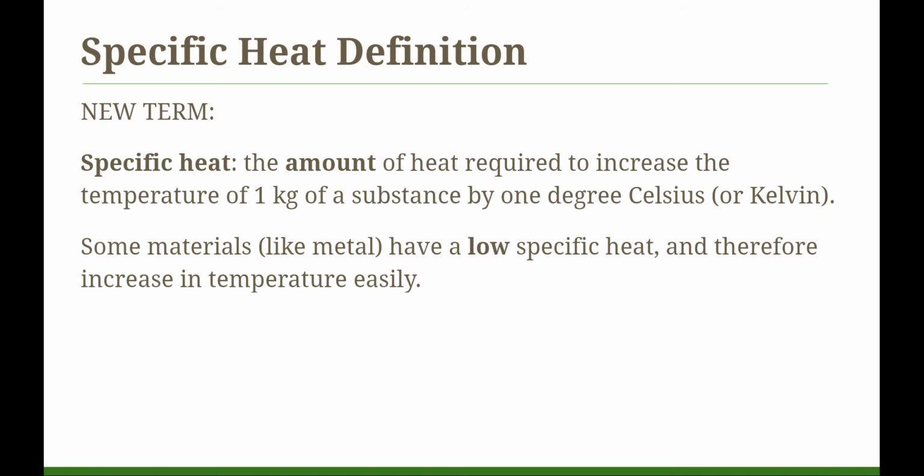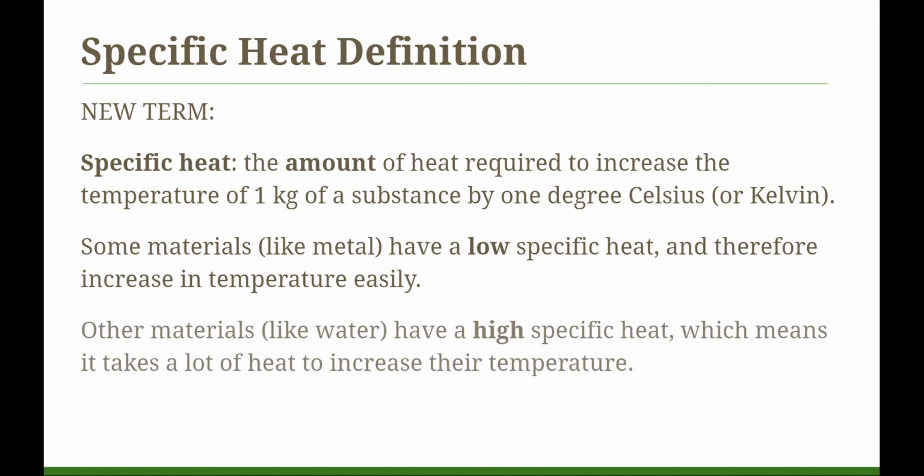Some materials, like metal, have a low specific heat, and therefore they increase temperature easily. If you think back to the simulation we did last week, the olive oil had a very low specific heat, and the water had a very high specific heat. So some materials, like water, have a high specific heat, and that means it takes a lot of heat to increase their temperature.